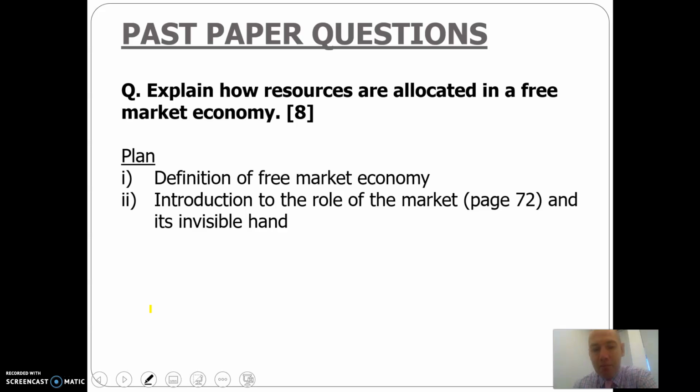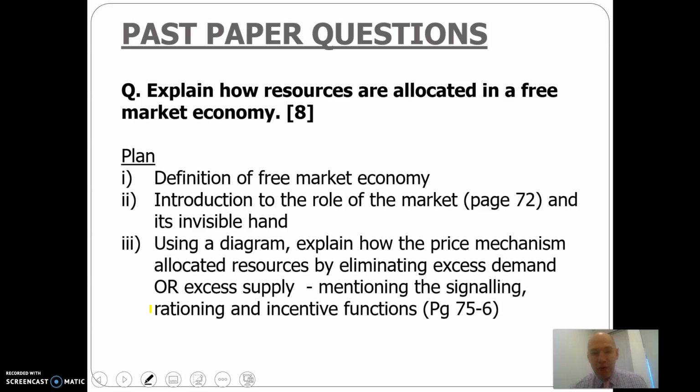I would make a brief introduction to the role of the market and its invisible hand, and you've got that information, I think, on the top of page 72. Thirdly, I would use a diagram to explain how the price mechanism allocates resources, and you can choose either one of the last two diagrams that we looked at, either the one eliminating excess demand or excess supply, making sure that you mention the signaling, rationing and incentive functions. So the three functions of price.